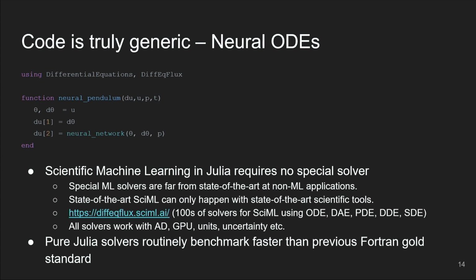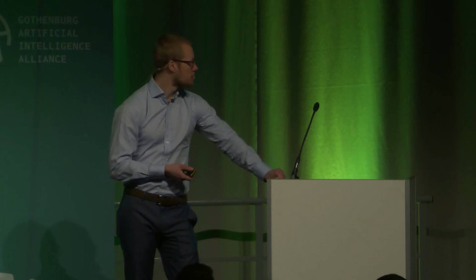So we have ordinary differential algebraic equations, partial delay differential equations, stochastic differential equations. They are all represented there, and you can solve problems with them in a machine learning setting. And of course, you can use automatic differentiation with them. You can compute on the GPU. You can stick units in there. You can propagate uncertain values, all while taking gradients through the solvers.